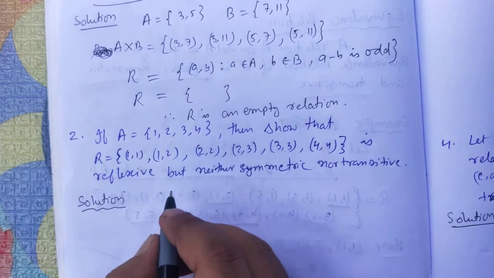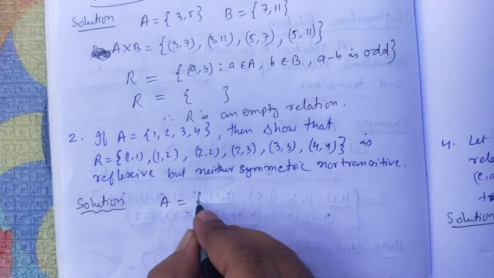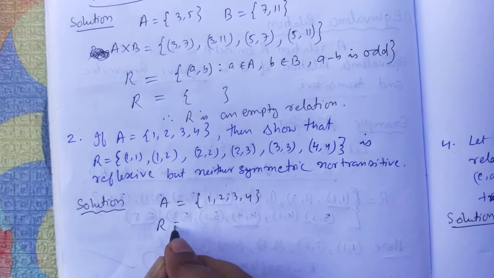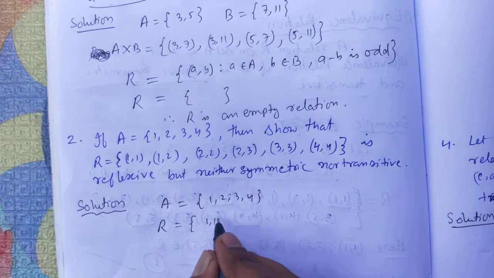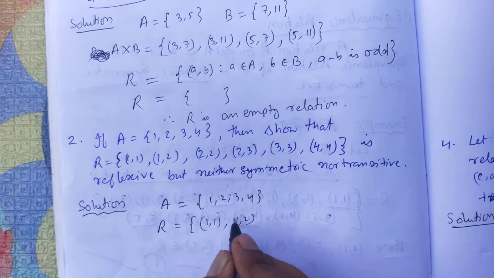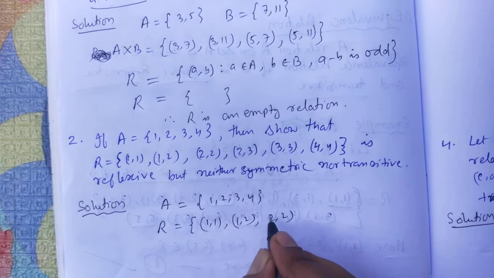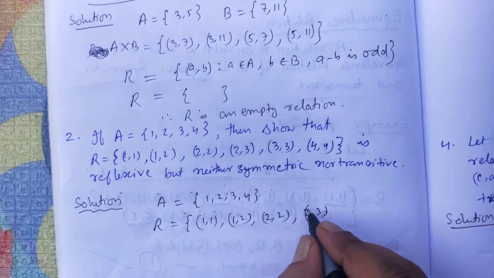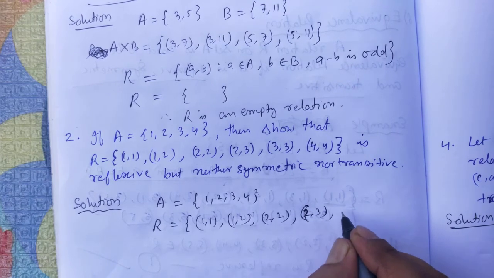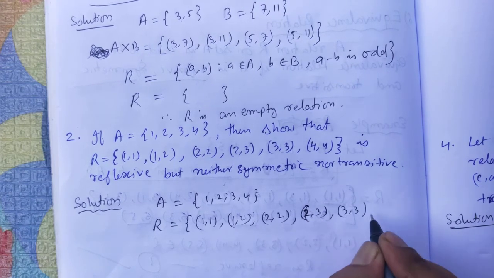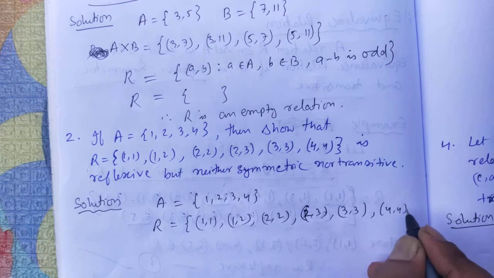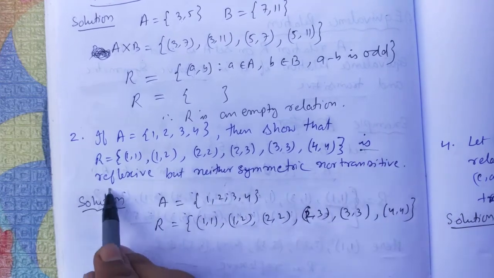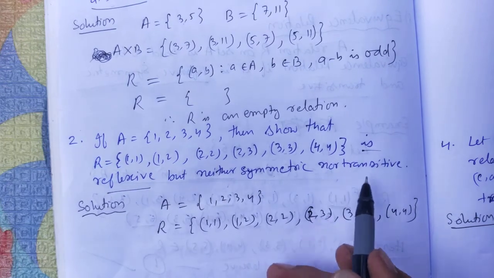If A is given as {1, 2, 3, 4}, and the relation R is already given: (1, 1), (1, 2), (2, 2), (2, 3), (3, 3), (4, 4). We are going to prove that it is reflexive but neither symmetric nor transitive.